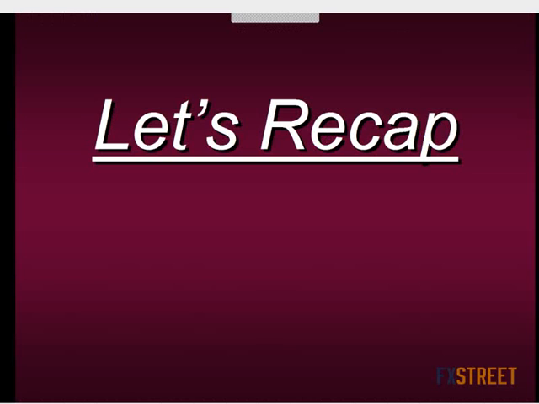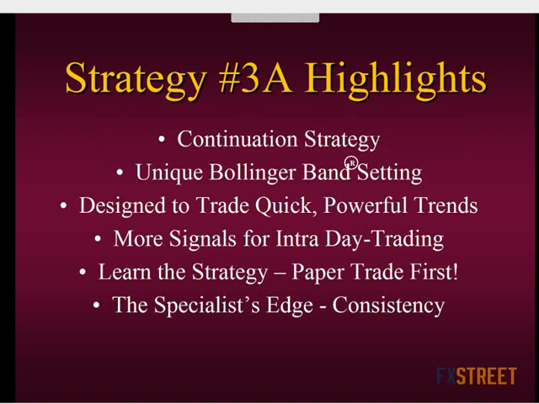So let's recap before we go into the question and answer portion of this presentation. We shared with you the highlights of strategy 3A, and gave you all the rules to this continuation strategy. You see how we weren't trying to buy on pullbacks, or buy on a low within a trend or sell on a high within a downtrend. We're simply waiting for the trend to be established, and then once we break out of that short-term top, we buy. Once we break below that short-term bottom, we sell.